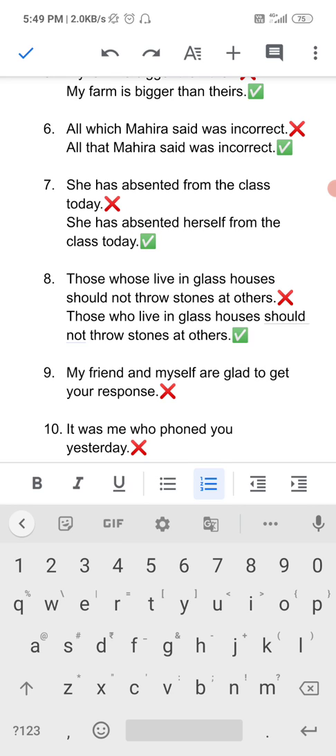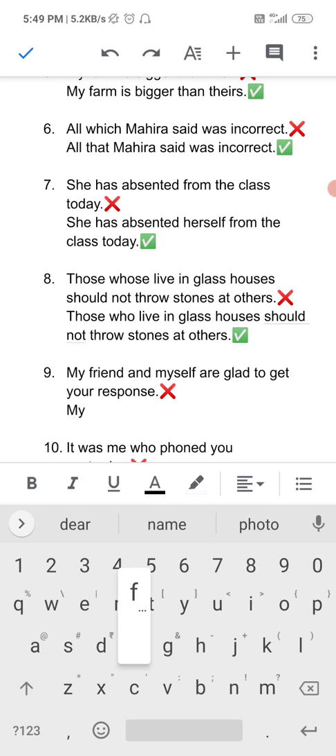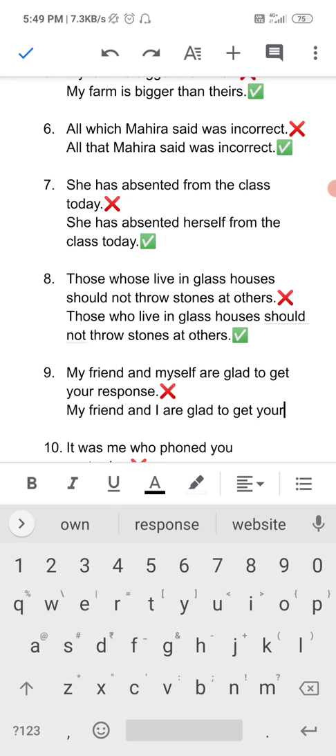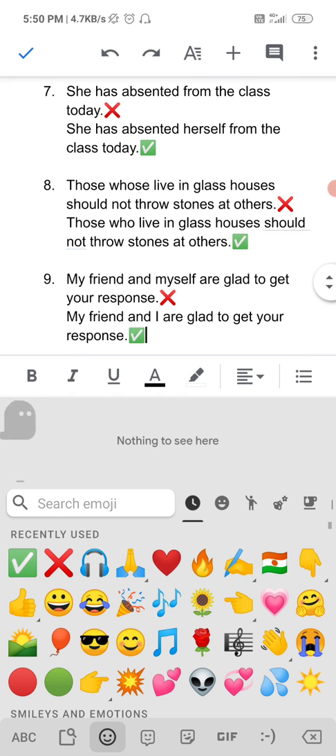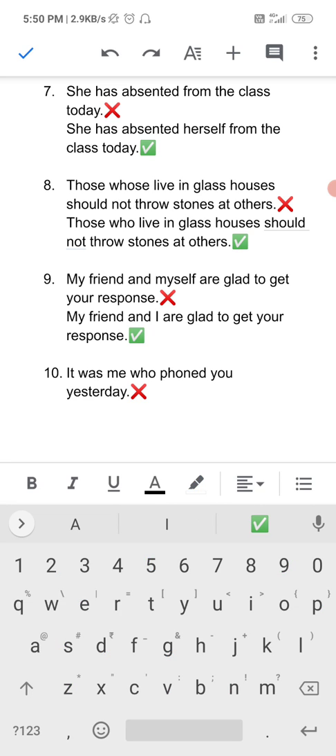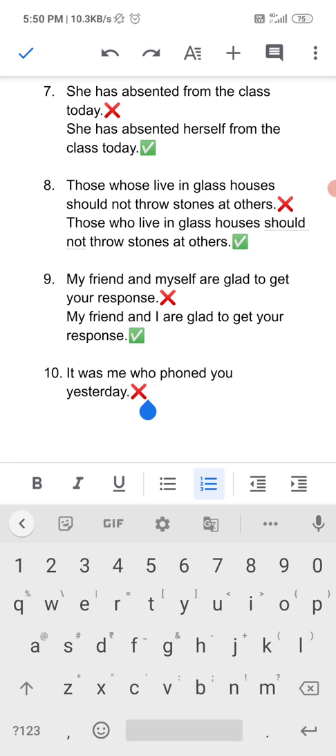The word myself should never be used as the subject of the sentence, because it is not the subjective form of pronoun I. I is the subjective form. Myself is the reflexive form or the emphatic form. Okay? So the answer should be: my friend and I, not myself, are glad to get your response. This is correct. Now we are taking the last question of this session, that is the 10th question.